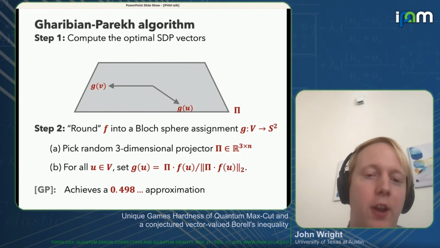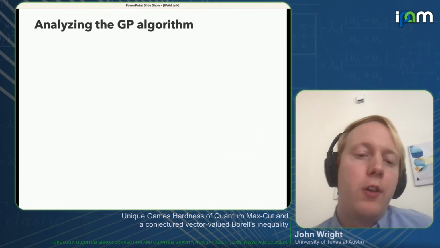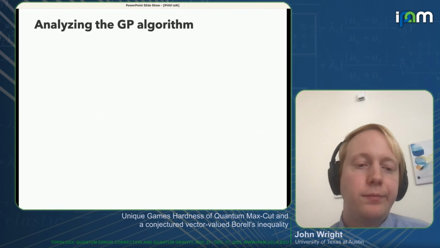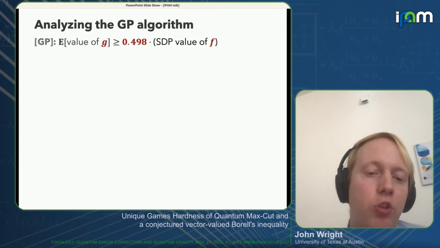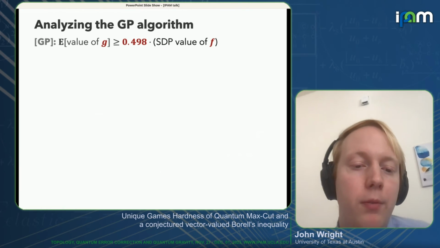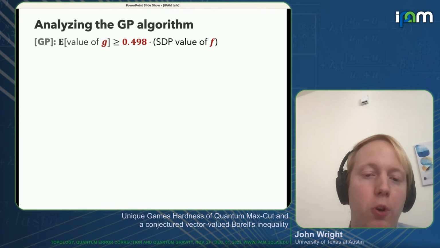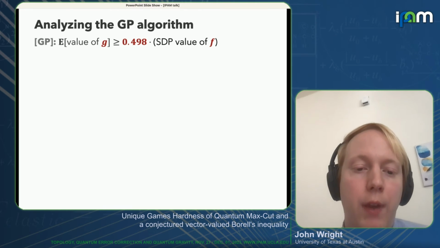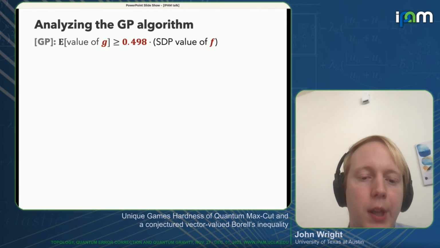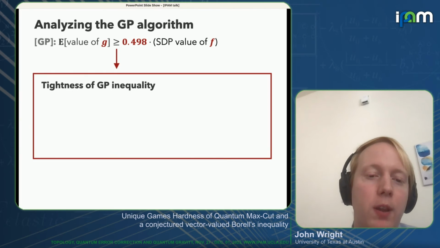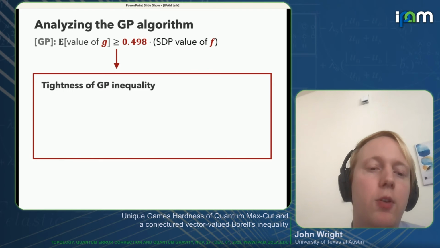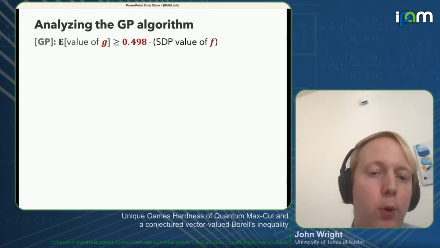Okay, how do we analyze this algorithm? Well, it has a very similar analysis as the Goemans-Williamson algorithm. What Grigoriadis-Khachiyan-Frieze show is that in expectation, the energy, the value of this G that they output is at least 0.498 times the SDP value of F. So just like in the Goemans-Williamson case, this immediately gives you that you output at least 0.498 times the optimum value.